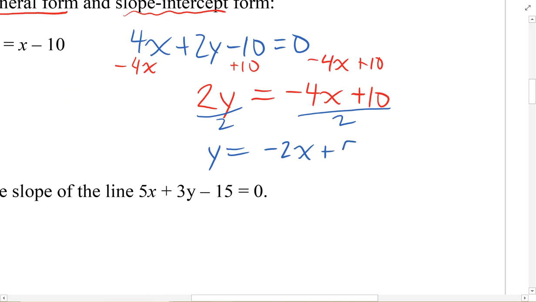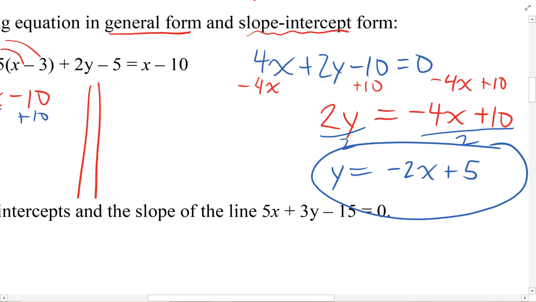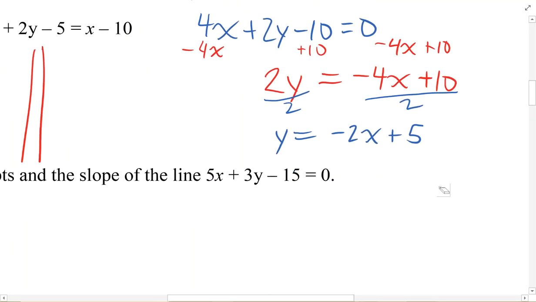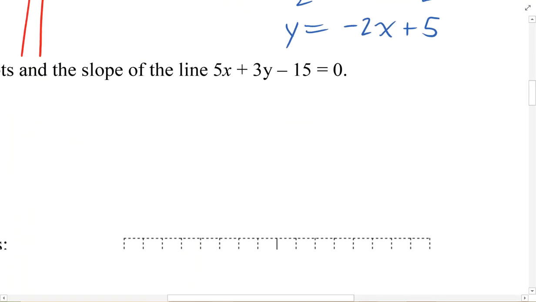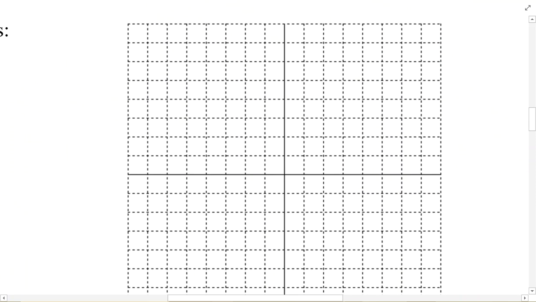Negative 2x plus 5. Okay. So you can graph this. You can't graph that unless you find your intercepts. But this one, the y-intercept, you can graph that quite easily. So just to let you know, when you have a line, there are points all over this line.